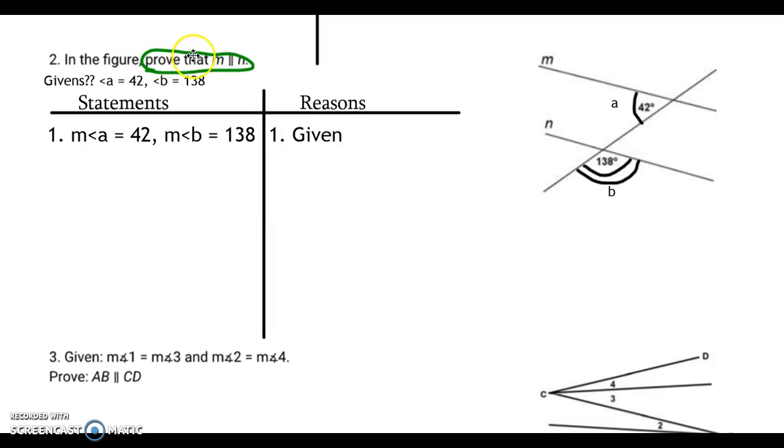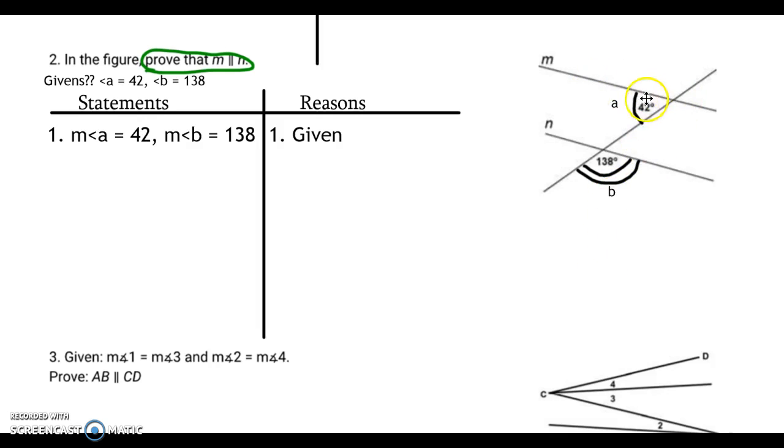All right, the first thing I did was I circled the prove: M is supposed to be parallel to N, so we can't use that as a fact. But we're not really sure what our givens are. Notice that it doesn't have any givens. I labeled that A is equal to 42 and B is equal to 138. The reason I chose A and B was just because I wanted to use those letters.